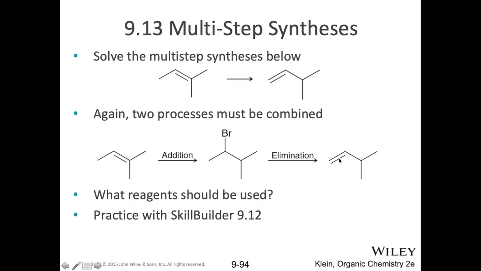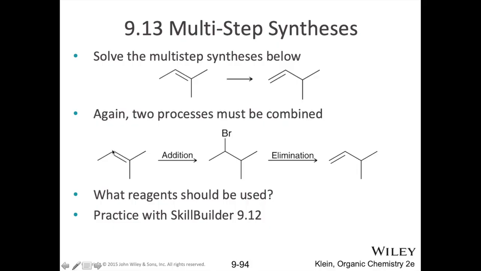Again, keep in mind regiochemistry. We want to control where these groups are going so that we can put the functional groups where we want them. So if you look at our reactant and our product, the two places where we have our double bonds have this carbon over here in common. So it makes sense that that's where we want our leaving group when we do our addition reaction in the first place.